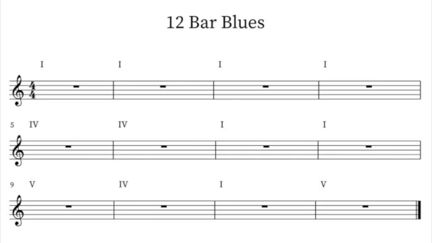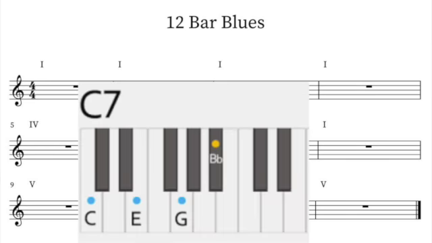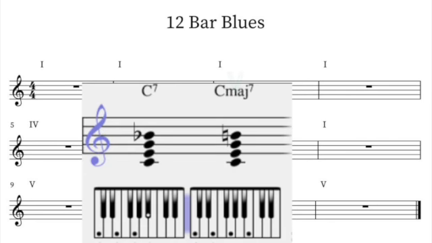Now, one thing that we have in the blues is that we don't just have a series of triads. In other words, we don't just have a series of 3-note chords. We have a series of 4-note chords. The fourth note that's added on to the triad is called the 7th, and that 7th is a dominant 7th. In other words, if you harmonize the major scale, you end up with a major 7.